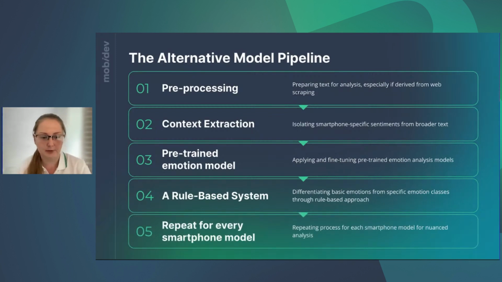And after that, we would need to repeat this process for every model of the smartphone from the lineup. And that's how we would get this result. And you might notice that there is even no training in this pipeline, because we can already use the pre-trained solution. So we would save some money on computational resources here.